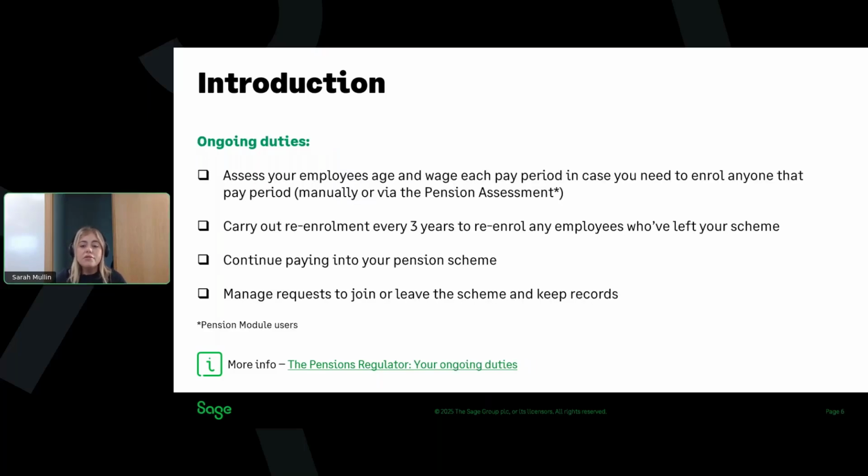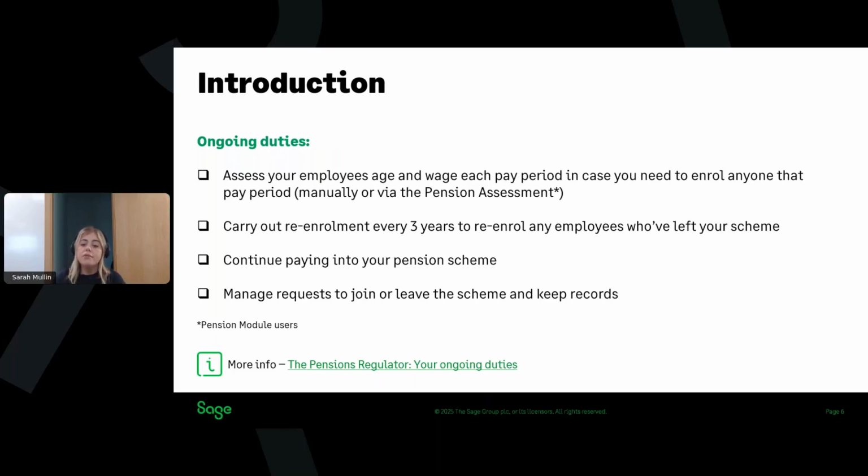Once you've completed those initial steps, your responsibilities don't stop there. You do have ongoing duties as an employer, and those are just as important. They involve assessing your employees each pay period. Every time you pay your employees, you need to check their age and their earnings to determine their worker type and whether they need to be enrolled into your pension scheme. You can do this manually, but today I will show you how to do it using the pension assessment feature of the pensions module.